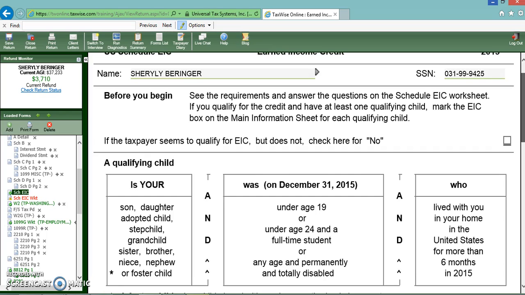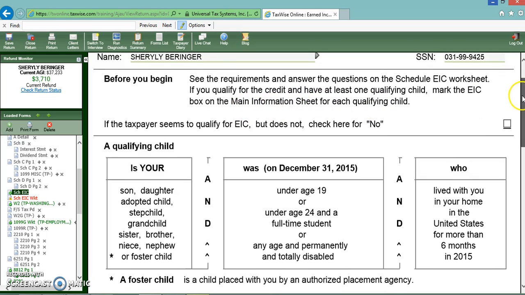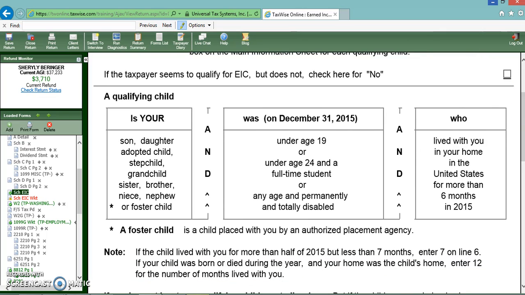Okay, beginning, it just gives you some information. So see the requirements and answers to the EIC worksheet. If you have for the credit and have at least 1 qualifying child, mark the EIC box on the main information sheet for each qualifying child, which is what we did. Now it says, if the taxpayer seems to qualify for EIC but does not, check here for no. Don't worry about this right now.